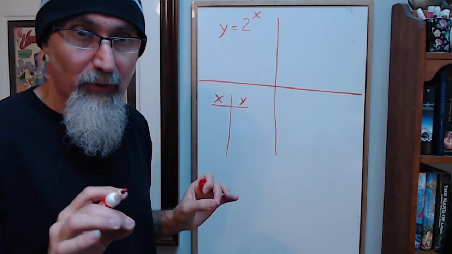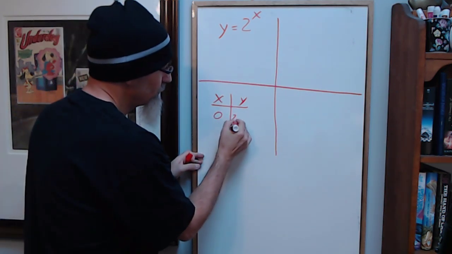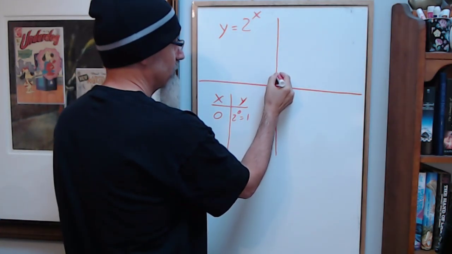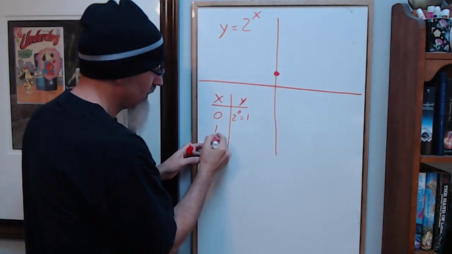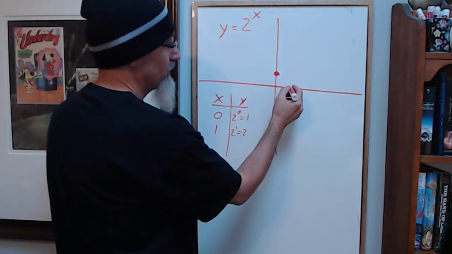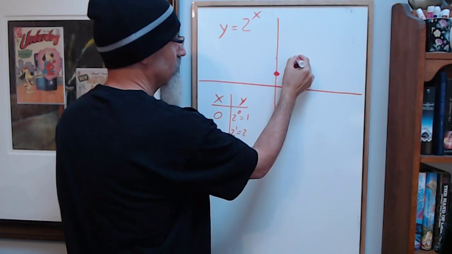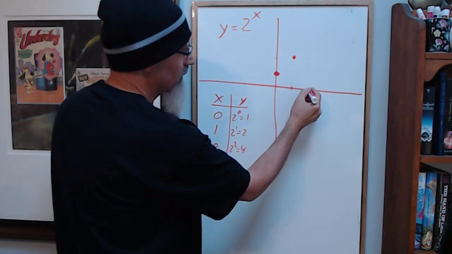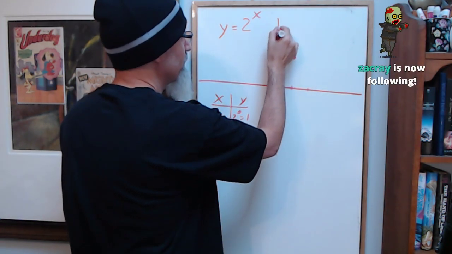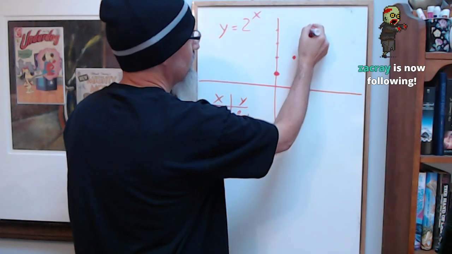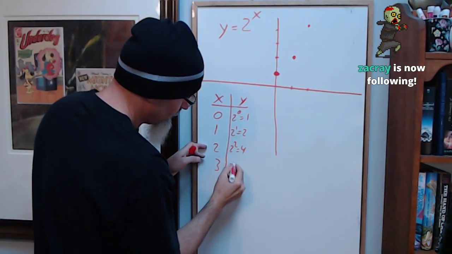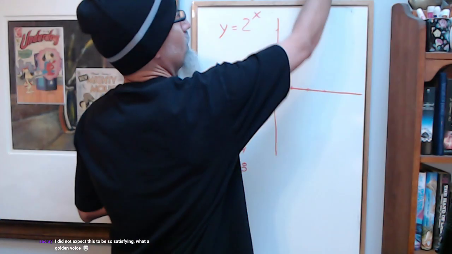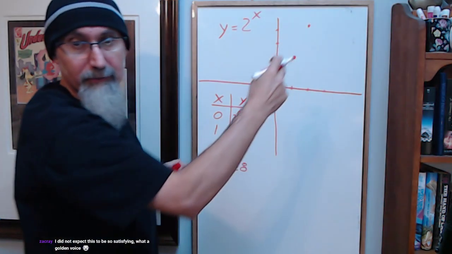First one we're going to do is 0. So when x is 0, 2 to the power of 0 is 1. When x is 1, 2 to the power of 1 is 2. When x is 2, 2 to the power of 2 is 4. And when x is 3, 2 to the power of 3 is 8. That's 4, we're up here, right? We're off the board.